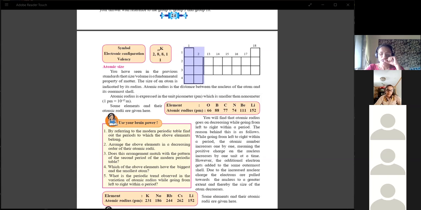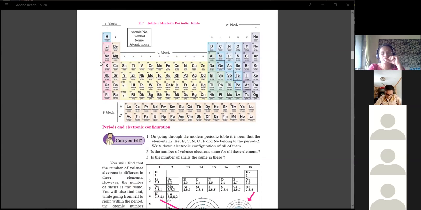You will find that atomic radius goes on decreasing while going from left to right within a period. When you take a glance at our periodic table, atomic radius goes on decreasing from left to right in a period. The reason behind this is that while going from left to right within a period, the atomic number increases one by one. Look at it: the atomic number increases 3, 4, 5, 6, 7, one by one.